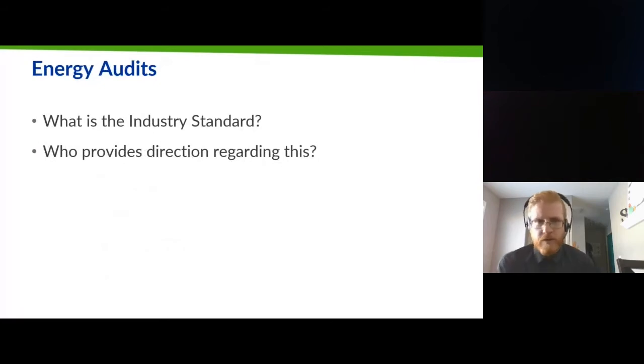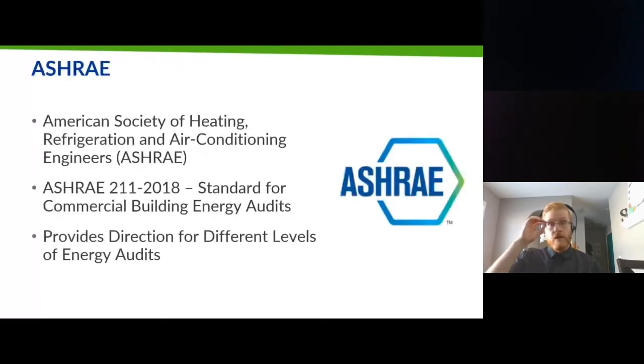So when it comes to energy audits, you may wonder, well, what is the industry standard? Who provides direction regarding this? And this is where ASHRAE comes in. ASHRAE stands for American Society of Heating, Refrigeration, and Air Conditioning Engineers. The code used for energy audits is ASHRAE 211, with the latest being 2018 version. It's called the Standard for Commercial Building Energy Audits. And this provides direction for the various levels of an energy audit. And right now, there are 3 levels of an energy audit. And I will be getting into that on the next slide.